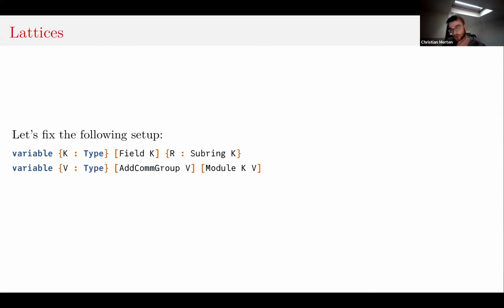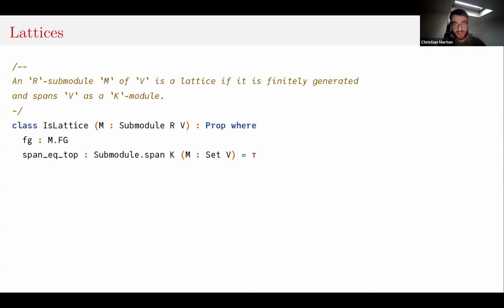So let's fix the following setup. Take K to be a field, R a subring, and V a K-vector space. Then that's what a lattice is, and what is now in Mathlib as Submodule.IsLattice. And it just says what I just said. It's finitely generated, and it spans the whole space over K.